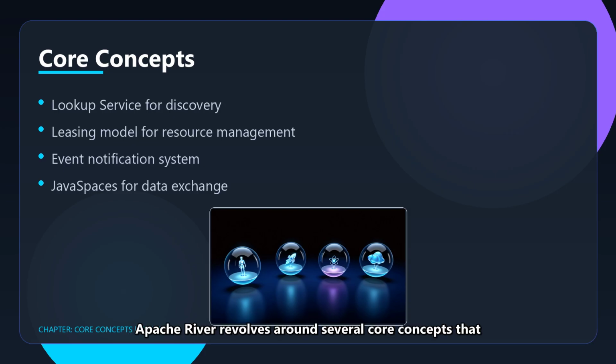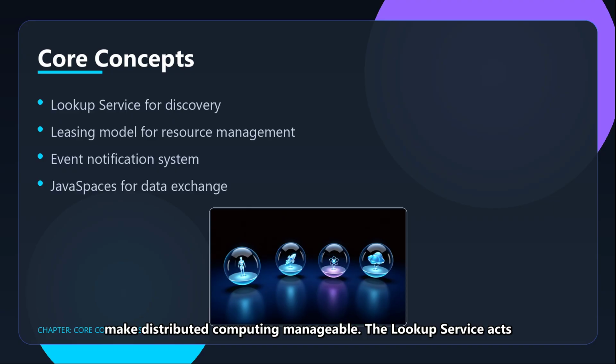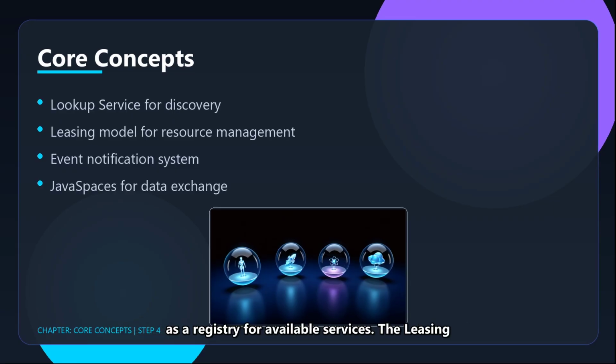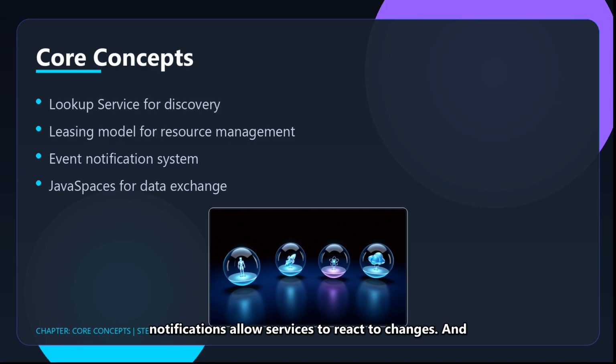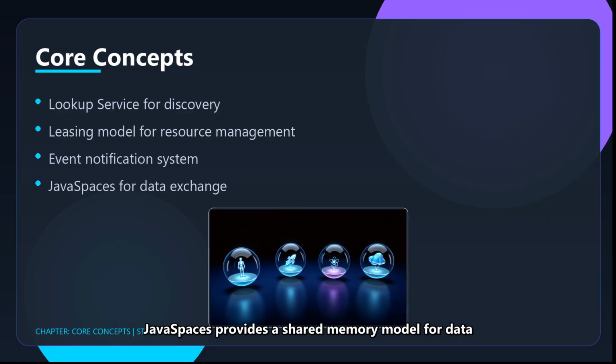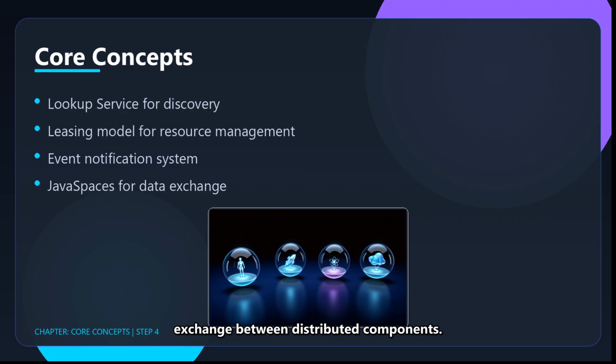Apache River revolves around several core concepts that make distributed computing manageable. The lookup service acts as a registry for available services. The leasing model ensures resources are not held indefinitely. Event notifications allow services to react to changes. And JavaSpaces provides a shared memory model for data exchange between distributed components.